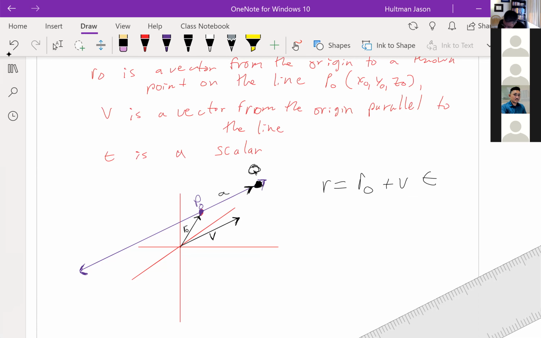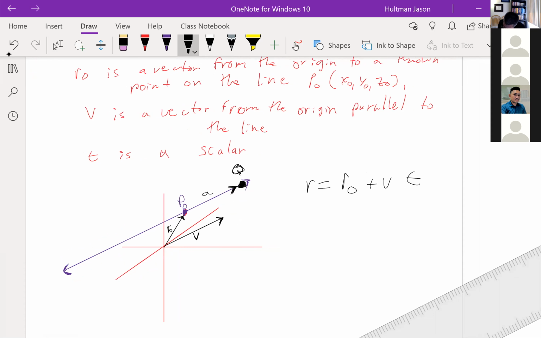Okay, so what is R naught plus V naught, or VT, I guess you could say? What's the addition of this? Well, it's this guy here. Okay, we're going to add this vector to this vector, right? We're going to do vector addition. And we're doing tail-to-tail addition, so it's a parallelogram.